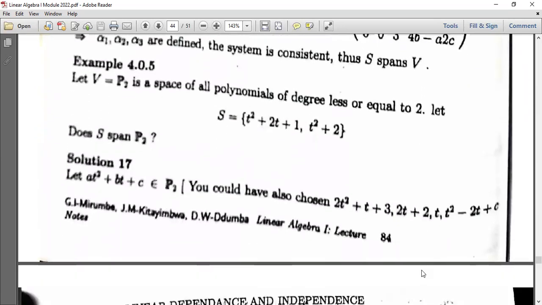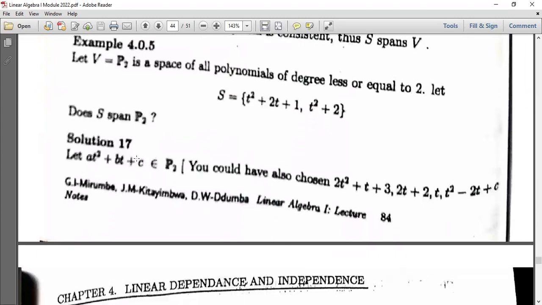Let's check another example. Here we have C, the space of all polynomials of degree less or equal to 2, and S has 2 elements. The elements in S are also polynomials of degree less or equal to 2. So we want to show that this set spans the entire space. It means we want to show that every polynomial of degree less or equal to 2 can be written as this linear combination. So how do we do that?